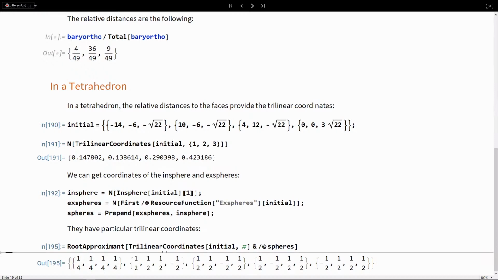For the x-spheres, there's always one sphere that's on the outside and 3 on the inside. So you have negative values for one of them.